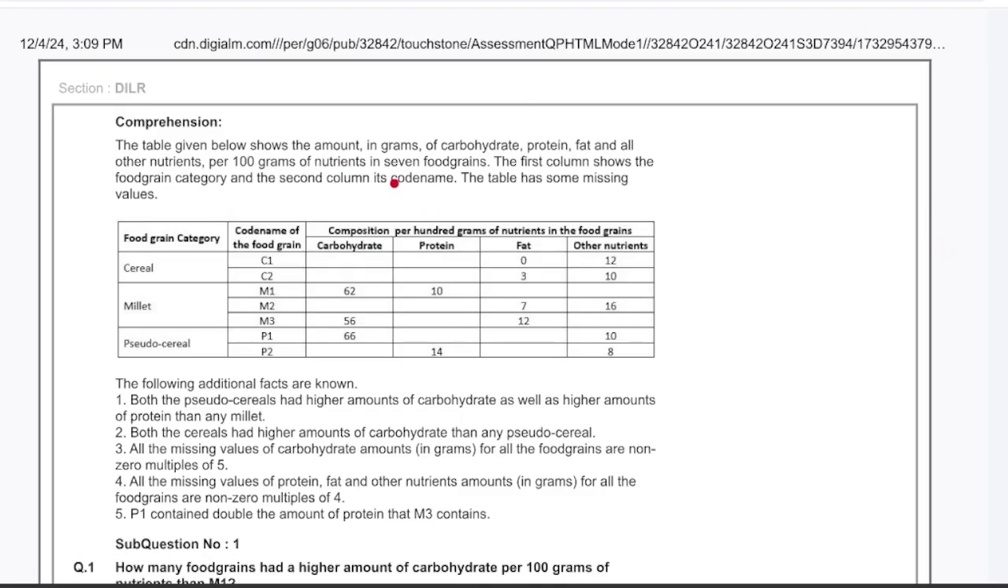The table given below shows the amount in grams of carbohydrate, protein, fat, and all other nutrients per 100 gram. So, one important information of nutrients in 7 food grains. The first column shows the food grain category and the second column is the code name. The table has some missing values. So this is the table given to us. So let's first of all make this table so we can start filling up the information with the help of the additional information.